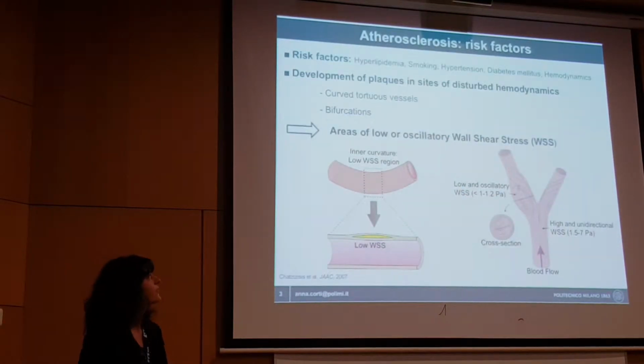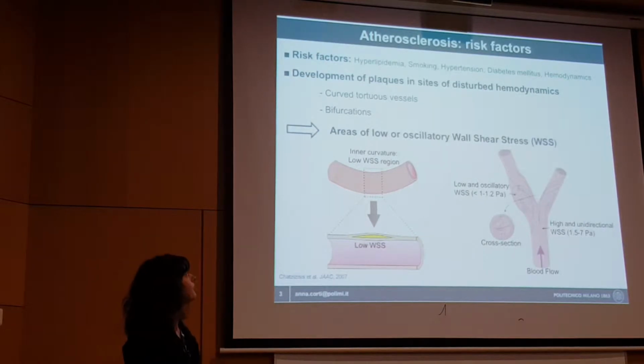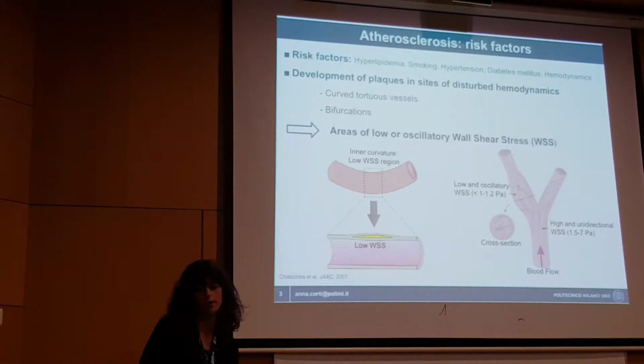Among the various risk factors, hemodynamics plays a role, especially in the localization of the lesion. In fact, atherosclerotic plaques preferentially develop at sites of disturbed hemodynamics, like curved tortuous vessels and bifurcation. At these regions, as we can see from the pictures, a low or oscillatory wall shear stress is usually observed.